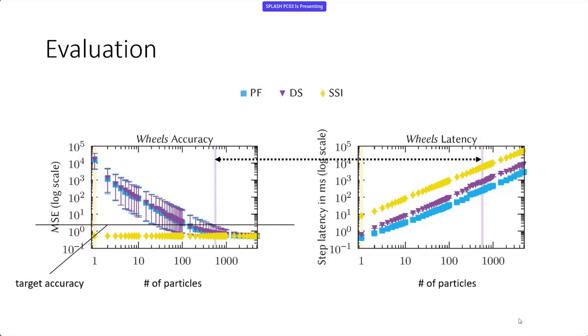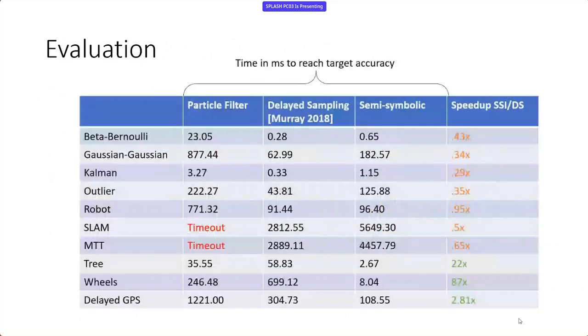By contrast, semi-symbolic inference needs only one particle and can execute in a much shorter amount of time. So we did this kind of experiment across a range of benchmarks, and we evaluated against both basic particle filtering and some prior work on delayed sampling. What delayed sampling does is it's very similar to semi-symbolic inference, but it uses a different symbolic state representation that doesn't provide as strong guarantees as we have with closed families. And so sometimes it needs to approximate variables.